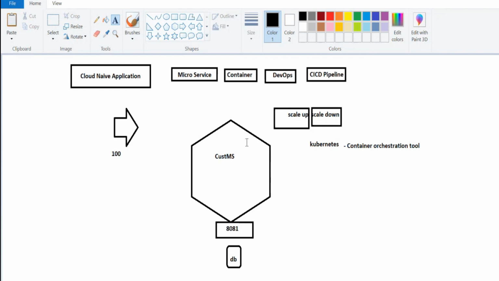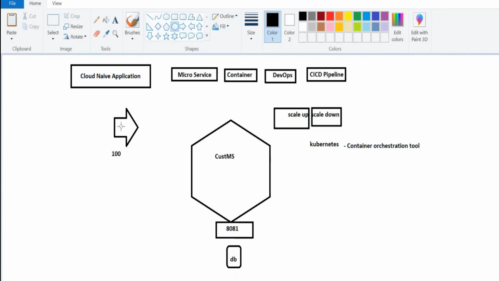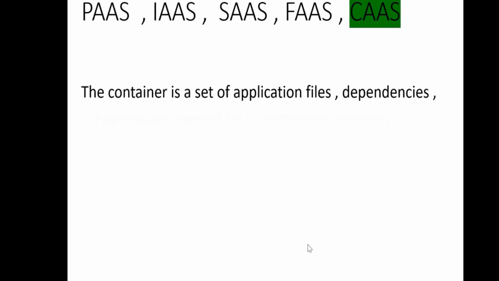Same like that, when you have multiple containers, based on the load from the customer side, Kubernetes can automatically create multiple containers to handle that load, or reduce the number of containers based on the load coming from the customer. That's why Kubernetes is called a container orchestration tool, right? And in GCP, this happens with the help of Google Kubernetes Engine.